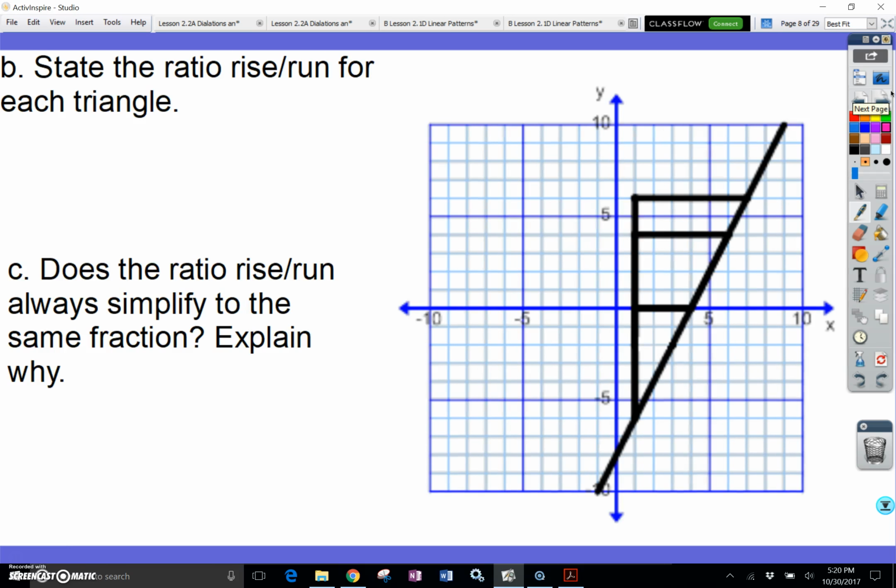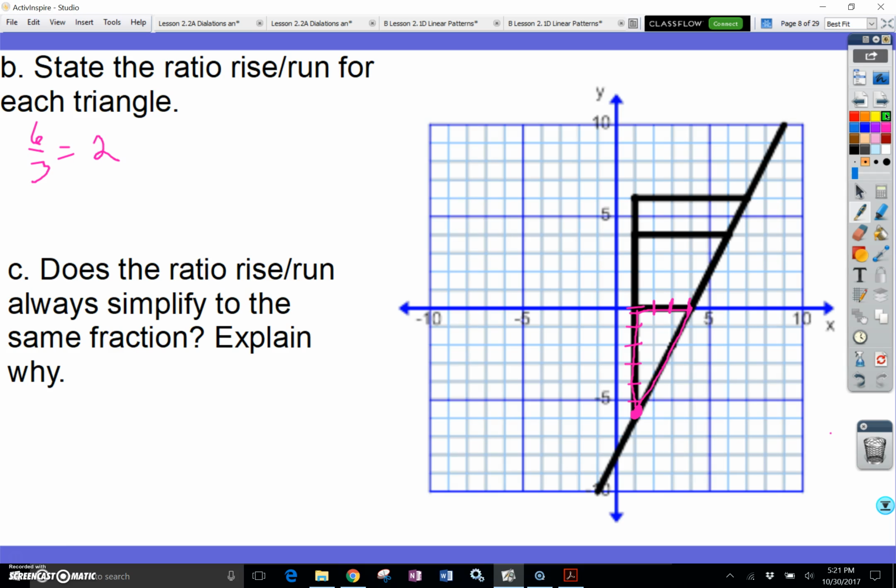State the ratio of rise over run for each triangle. So I want to start with the small one. If I'm starting at this point right here, I want to know how much I go up and over and reduce it. So I'd go up 1, 2, 3, 4, 5, 6. So I went up 6, and I'm going to go over 1, 2, 3. Up 6 over 3, which means that reduces to 2.